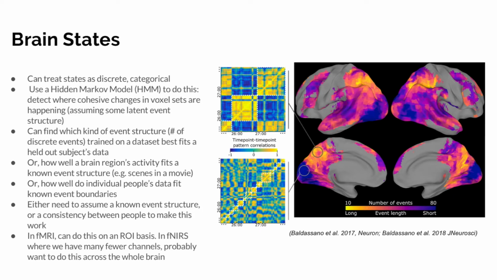For this process to work, you either need to assume a known event structure or assume that consistency between people is going to make this work. So if you don't know the event structure, then you just have to assume that people would have the same event structure so that you can then estimate what that event structure would be. In fMRI, you can do this on an ROI to ROI basis, so you can look at different brain areas and how their activity moves through events. In fNIRS, where we have many fewer channels, you probably want to do this as a whole brain analysis rather than just ROIs.